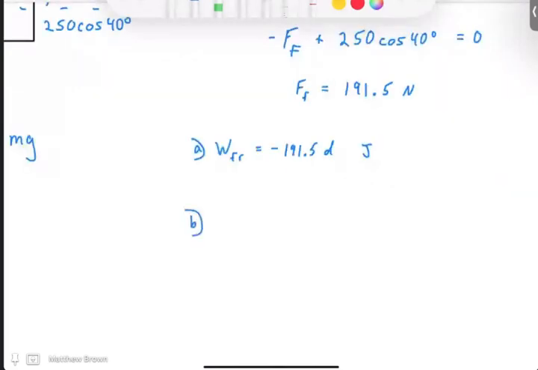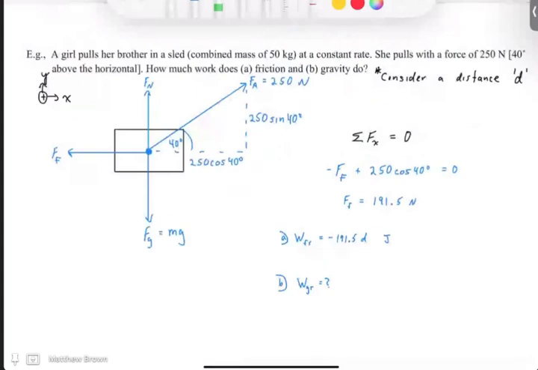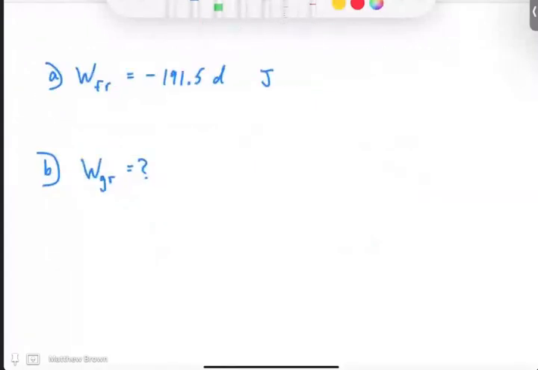So if we go to part B, we want to know what is the work done by gravity. Well, if you look at the situation here, this thing is moving horizontally, so it's not moving in the up or down direction at all. The force of gravity is completely in the negative y direction. So we can say delta dy equals 0, therefore the work of gravity equals 0. It doesn't do any work. It certainly applies a force, but it doesn't do any work.